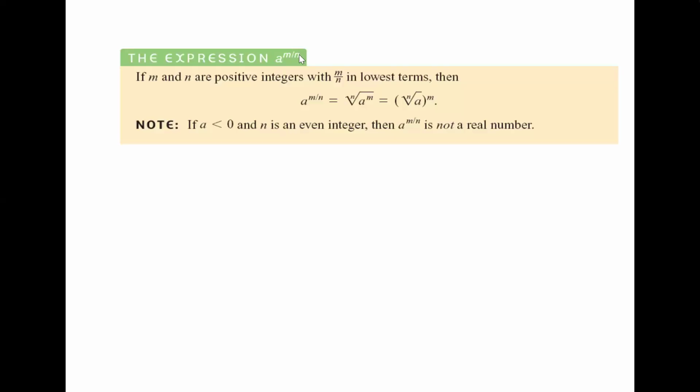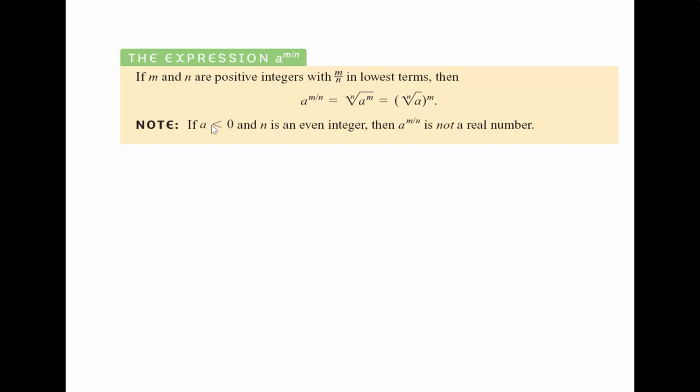All right, what if we have the expression a to the m divided by n? Well, if they're both positive integers and m divided by n is in lowest terms, then a to the m over n is equal to, now remember the bottom number is the root, so it's the nth root of a to the m power. And we can nicely do that as the nth root of a, the whole thing, to the m power. So both of these are going to be the same.